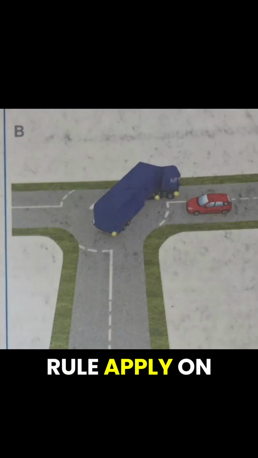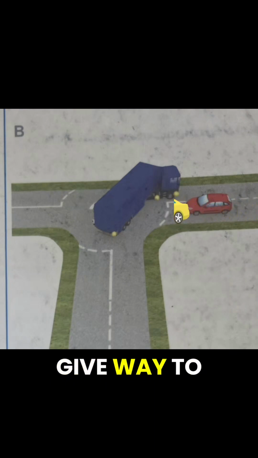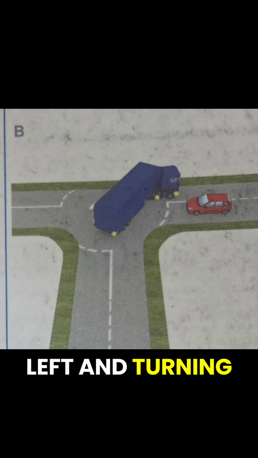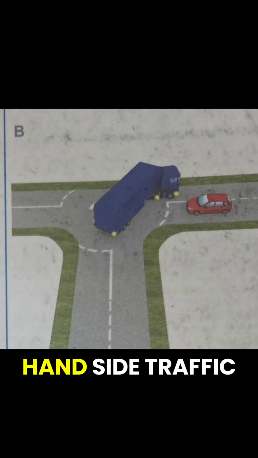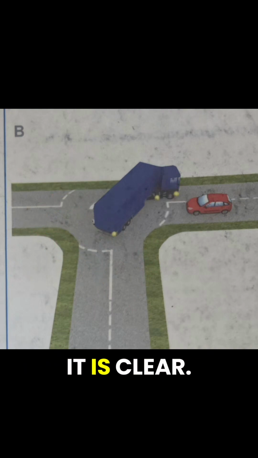Okay, the same rule applies on a T-junction roundabout. You have to give way to the traffic coming from the right. You can use a blocker who is coming from your left and turning into your road if you are turning left. Otherwise, you will stop and give way to the right-hand side traffic and wait until it is clear.